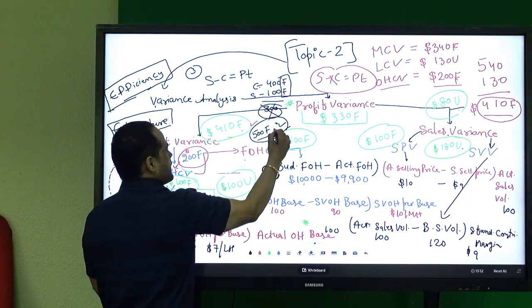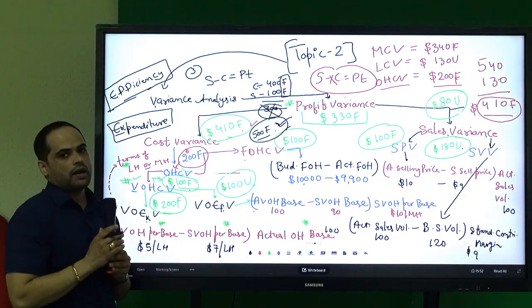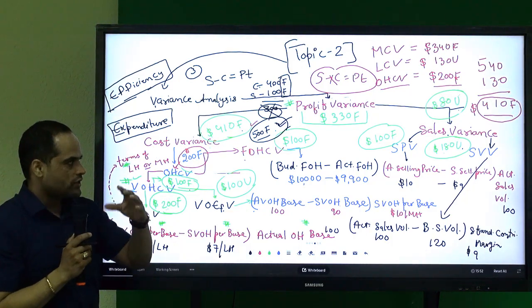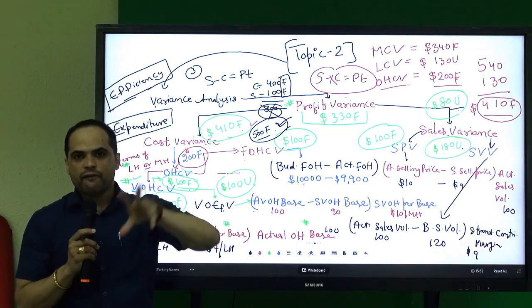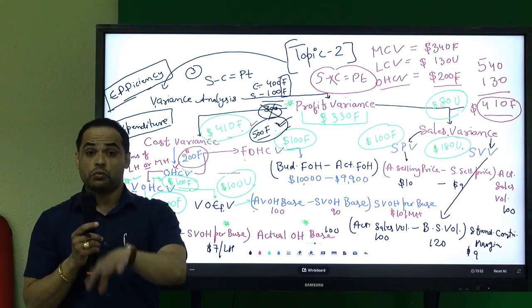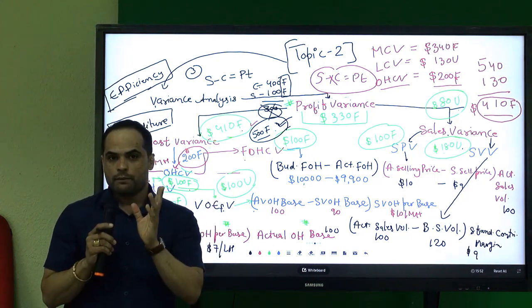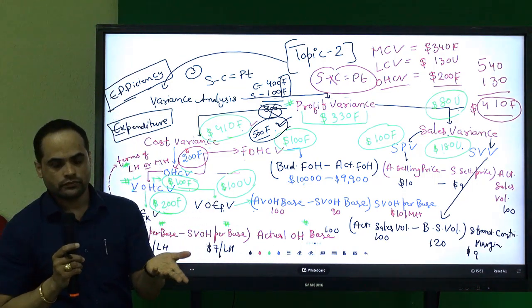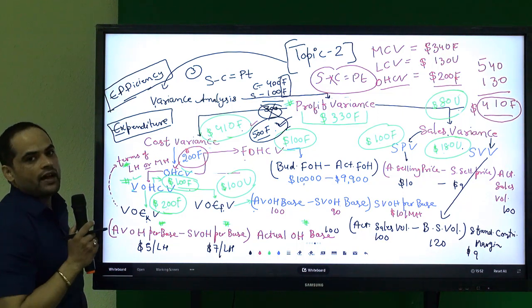$500 F is my right profit variance. So keep in your mind, focus when you're going to add or subtract something. You focus more on the F or U. If both F, of course you add. F and U, you minus. If both U, of course you minus, and your final profit variance will be unfavorable. So that's all about profit variance.